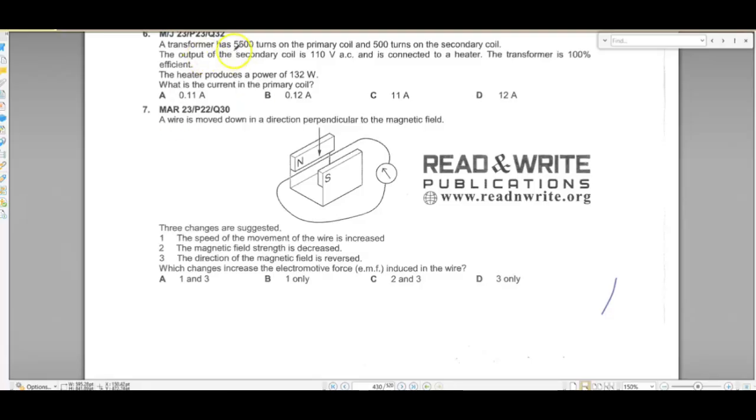A transformer has 5500 turns on the primary coil and 500 turns on the secondary coil. So this must be a step down transformer. The output of the secondary coil is 110 volts and is connected to a heater. The transformer is 100% efficient. The heater produces a power of 132 watts. What is the current in the primary?